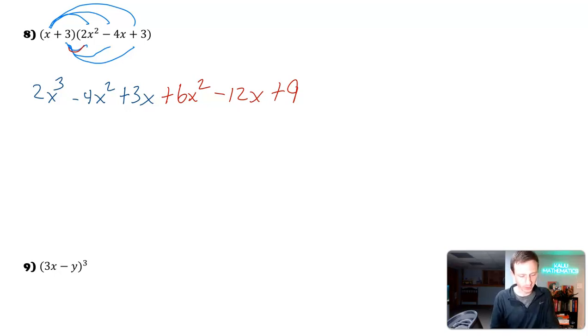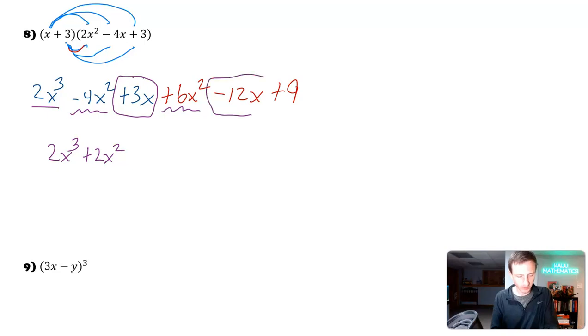Let's check out some like terms. I don't think I have anything with the 2x to the third. No, I don't. So 2x to the third. Negative 4x squared. Do I have anything with that? Yes, I have plus 6x squared. Those are like terms. So negative 4 plus 6 is going to be 6 minus 4, which is 2. So 2x squared. And then I have 3x minus 12x. Those are like terms. 3 minus 12 is going to be negative 9x. And then we have that plus 9 tacked on there.